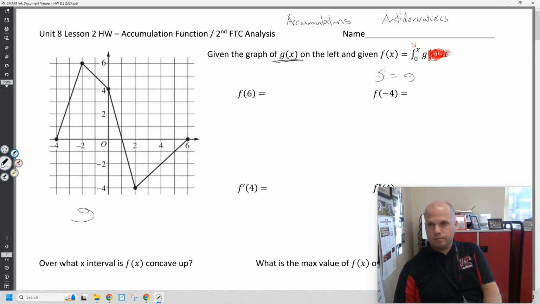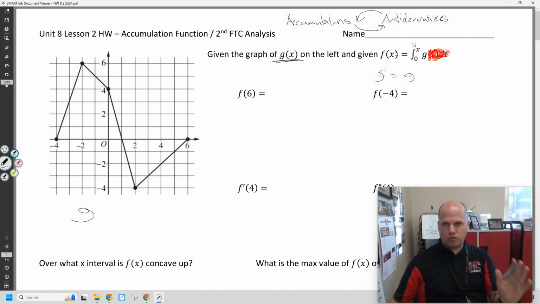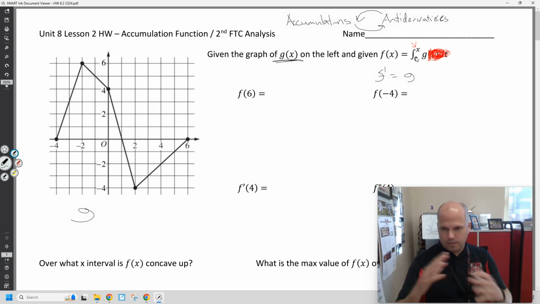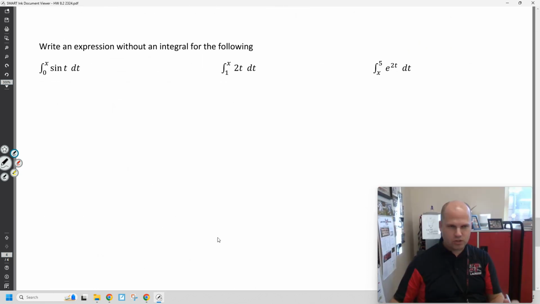I can't spell, but you get it. Which means if you want an accumulation, you could take an antiderivative. If you want an antiderivative, you could actually look at an accumulation. And the way we understand that the derivative of this accumulation nets out, cancels each other out, is at the last page. I kind of want to get into this last page first, where it's like, hey, write an expression.